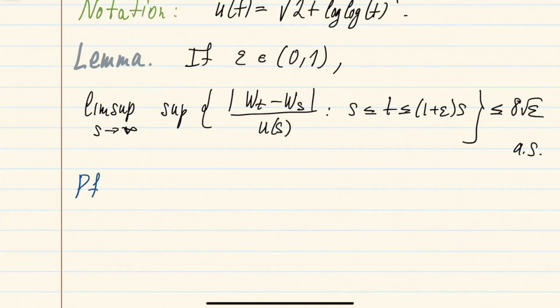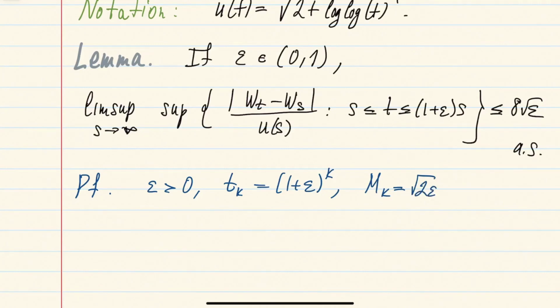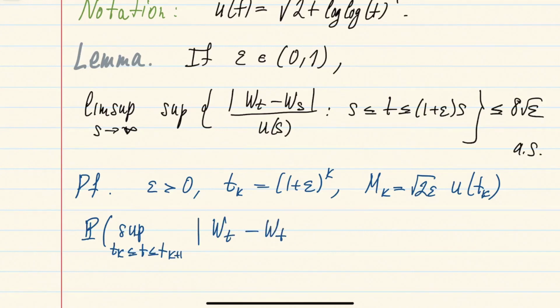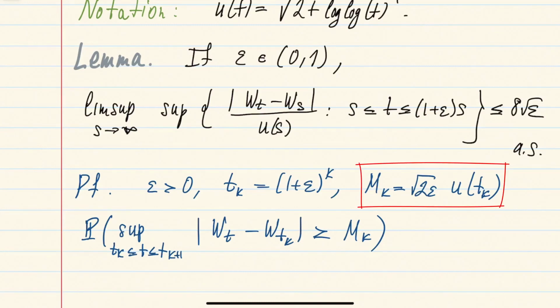Now in the proof of this result we will first consider times s going to infinity along some geometric sequence. So we'll take some positive epsilon and a sequence of times t_k of the form (1 plus epsilon) to the k. And then let's also denote by m_k the square root of 2 epsilon times this function u evaluated at time t_k. And let's see how we can control the probability that the supremum over the interval between t_k and t_{k+1} of the increment of the Brownian motion between times t and t_k is greater or equal than this threshold m_k. In a second it will become clear why we choose this particular threshold and where this function u appears from.